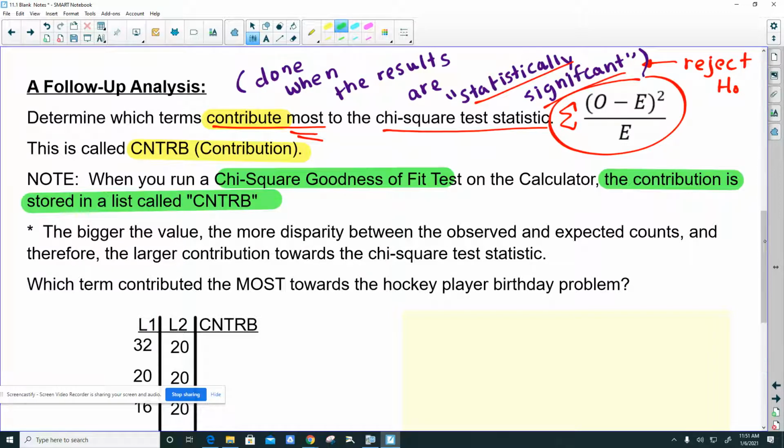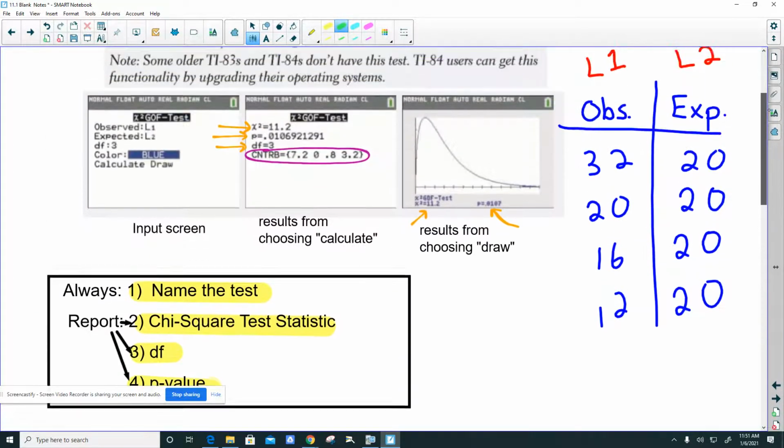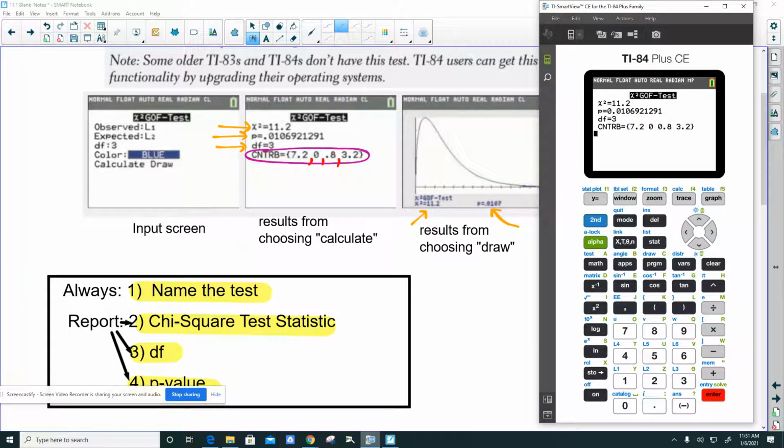Now, I'm just going to scroll back up here because you can see on that screenshot here that we were given a list of each of the contributions here. What I tend to like to do, and I'm just going to pull the calculator back up here, I like to see my list of contributions next to the observed and expected values. So what I tend to do is I go into my list, stat edit. I move the cursor directly on top of L3, and I'm going to define list 3 as being the contribution values. Now to do that, you need your cursor here on top of L3.